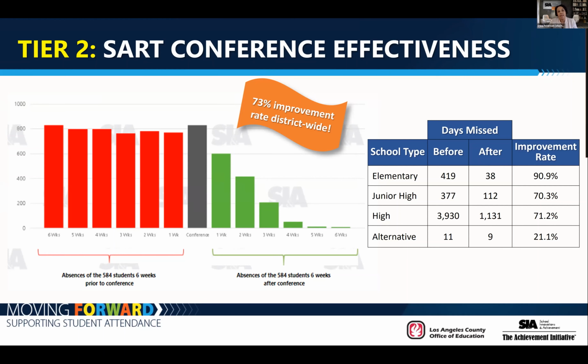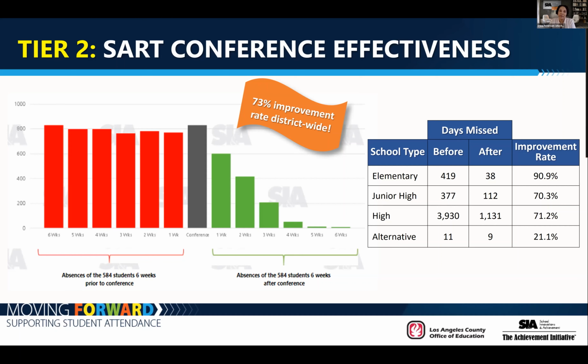73% improvement rate was the actual average for this district. But again, asking yourself, is what we're doing working? Why are we doing SARTs? Are we doing SARTs? And do SARTs work? And in this case, for this district, it does.